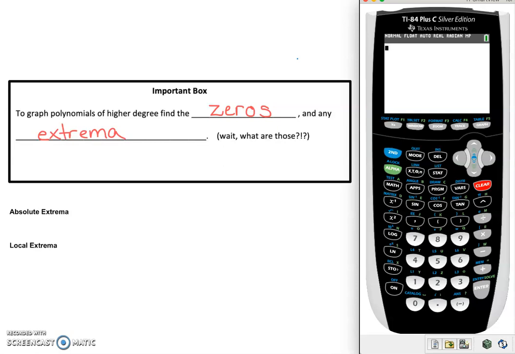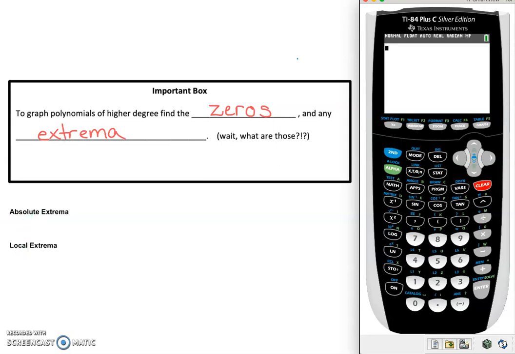So we have absolute extrema and local extrema. So think of absolute as like the absolute highest the function will ever go, or the absolute lowest. Local is in a local area, like you could think, where in my town the highest point is such and such, but you know what, in the entire state there's a much higher place, which would be the absolute extrema.